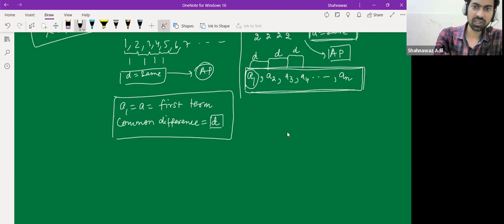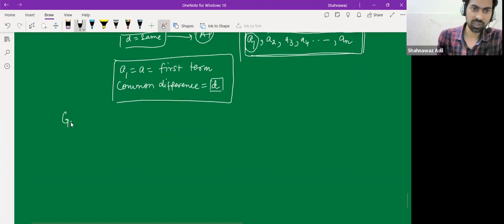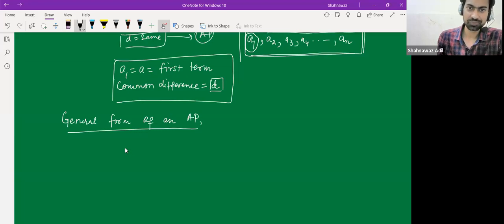Okay, so now we can write the general form of an AP. The first term is what? A1, A. The second term would be A plus how much? Let me write it as this is 1, this is 3, this is 5, this is 7, this is 9.